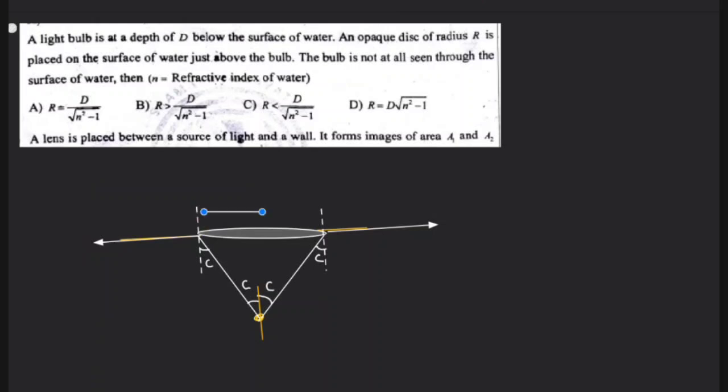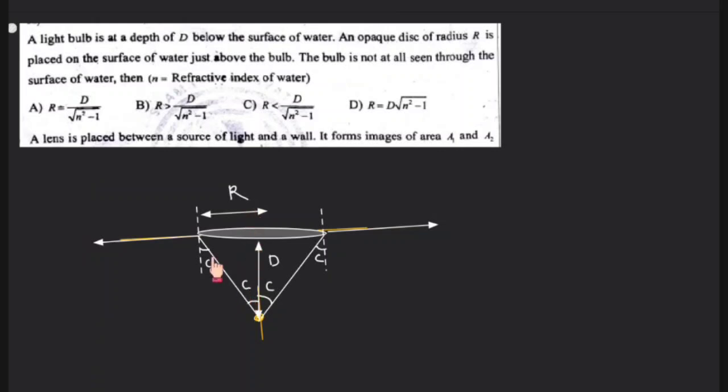So let's say the radius of this circle is R, capital R, right? And this distance is how much? This distance is capital D. Now we have to find out this radius.